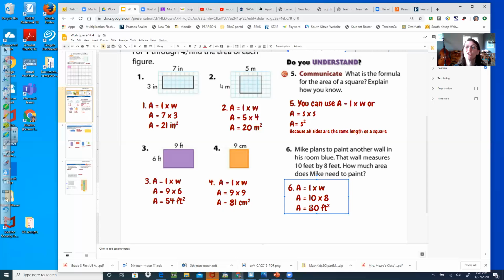So how much area does Mike need to paint? He's going to be painting 80 square feet. And if you remember from earlier, each can covered 40 square feet, so he would need 2 cans in order to do that. They didn't ask it, but I thought it was kind of interesting.